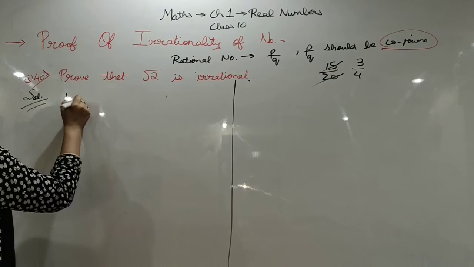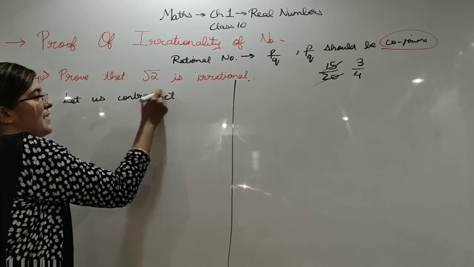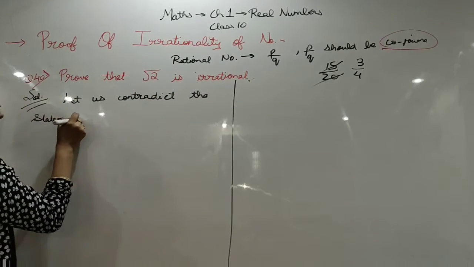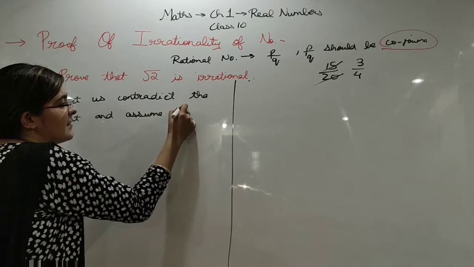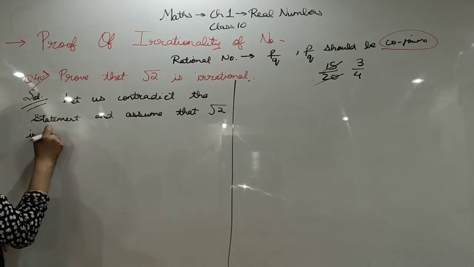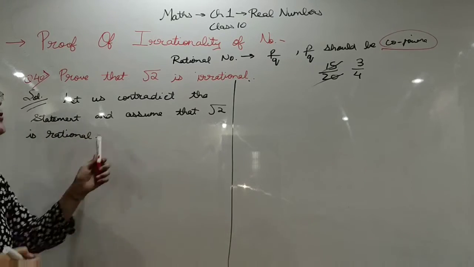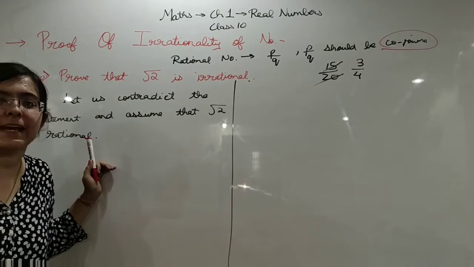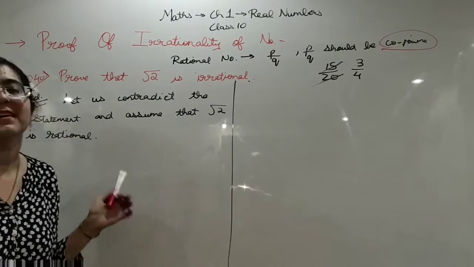What will we write? Let us contradict the statement and assume that root 2 is rational. Students, what we are doing is contradicting the statement. We have to prove that root 2 is irrational, but we write that let us assume that root 2 is rational.